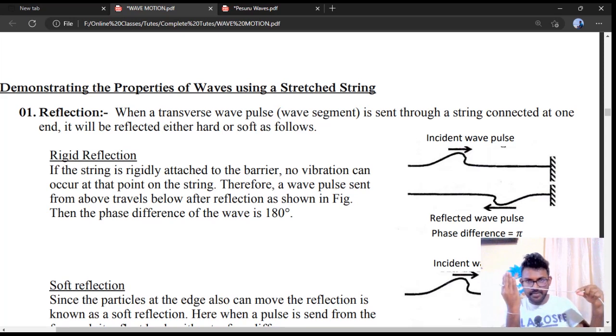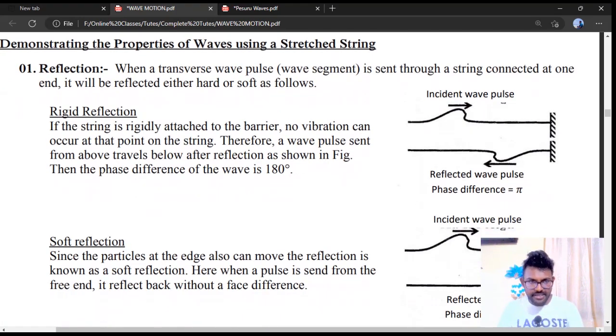Now this is the wall that the wire or the string is connected to, and we have a certain tension here. There has to be a certain tension, right? Then we can send just one pulse like this, so it goes all the way up to here. Then what will happen? We can see the reflection in two ways. There are two types of reflections that we can see: one is the rigid reflection and the other one is the soft reflection. Two kinds of reflection.